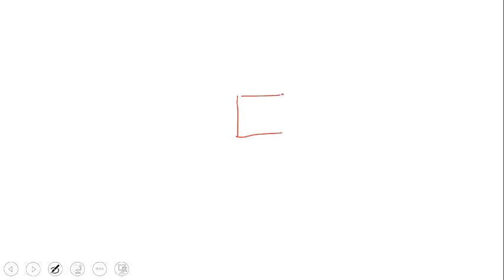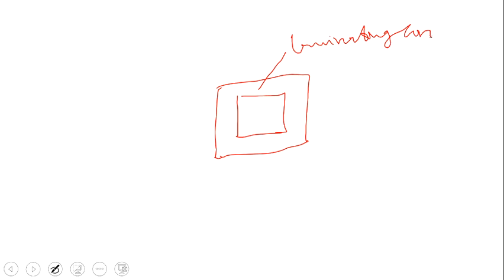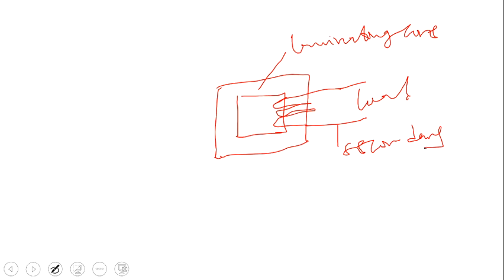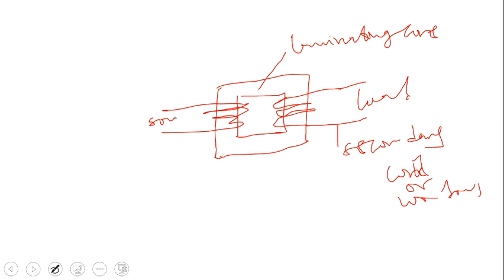We said a transformer has a laminating core. Then we have the secondary winding, which is connected to the load. This is called the secondary coil or secondary winding. Then we have the primary coil or winding, and that is connected to the source, to the AC source.